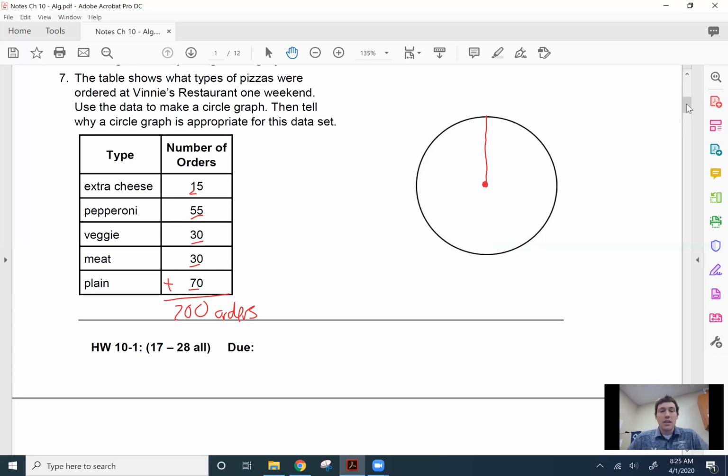Now, we need to find the percentage. So if I have 200 orders, what is 15 divided by 200? 0.075. What's 55 divided by 200? 0.275. 30 divided by 200, 0.15.